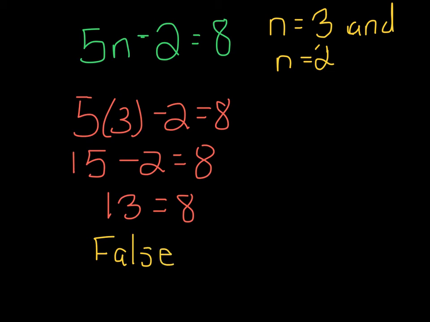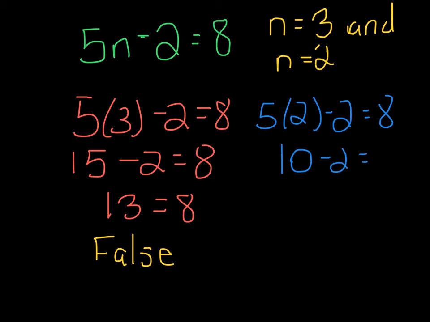Now let's try it with n equals 2. So we have 5 times 2 minus 2 equals 8. 5 times 2 is 10, minus 2. Then we have 10 minus 2, 8, equals 8. And that's true. So 2 is the solution of the equation and makes it a true statement.